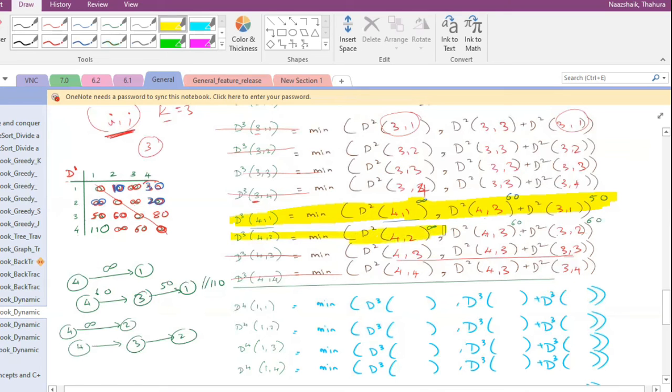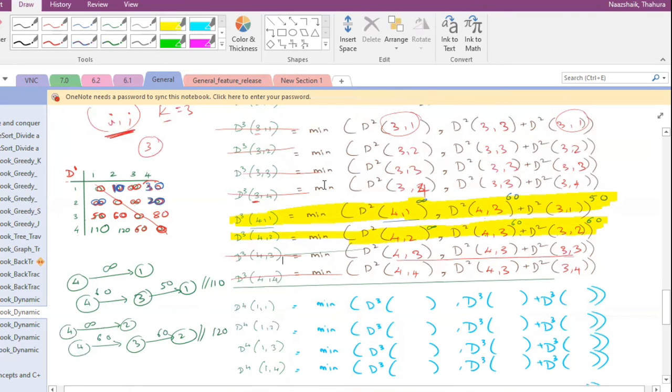Initially it was infinity, but we found an alternate route. Right? So overall cost is what? This is 60. This is also 60. So it is 120. So now you replace this infinity with 120. Right? That's it. We don't have to solve any of this. So this is your new D2 matrix.